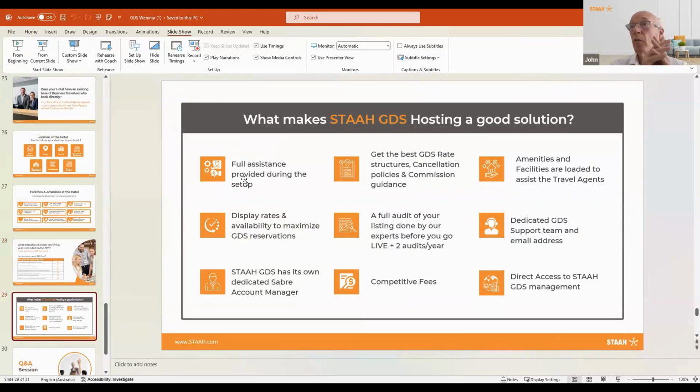So let's just summarize this. What makes STAAH GDS hosting a good solution for a hotel? Well, the first and foremost is the full assistance provided during the setup, the net displaying rates and availability to maximize the GDS reservation opportunity, but having control of your rates and availability via your channel manager direct into the GDS is critical.